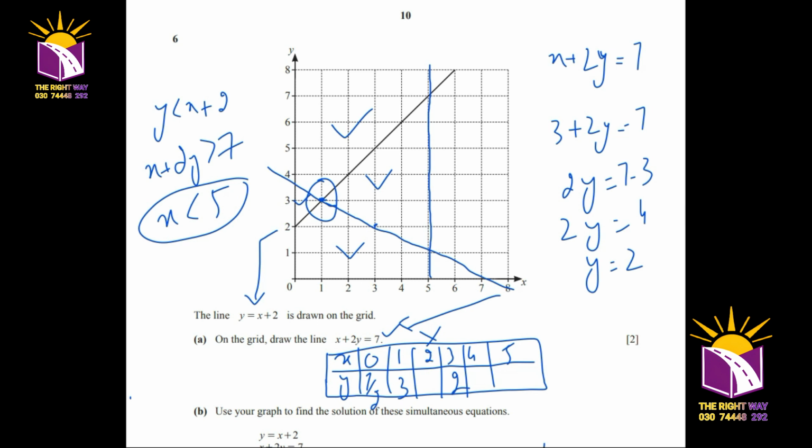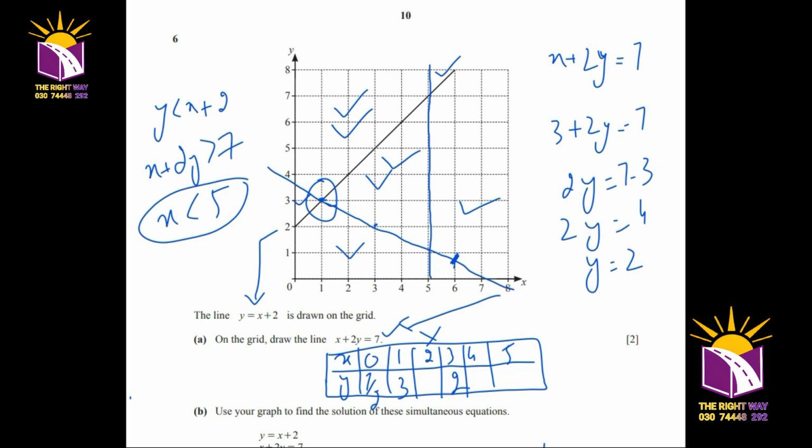This portion could be our result, which is on the left side of the x is equal to 5 equation. This one, x plus 2y is greater than 7. Greater than 7 means the upside region. So the upside of this equation will be this one, this one, this one and this region.